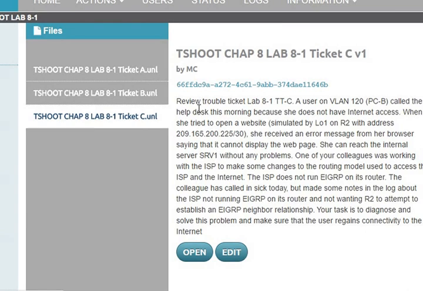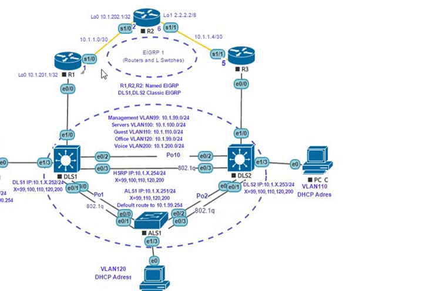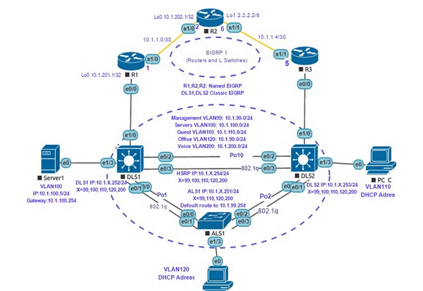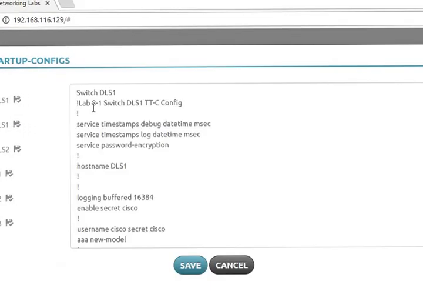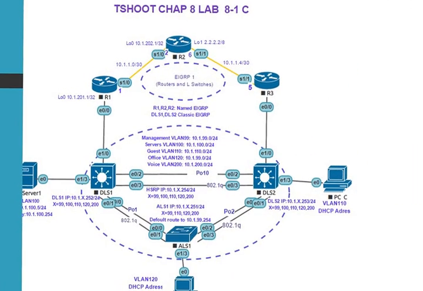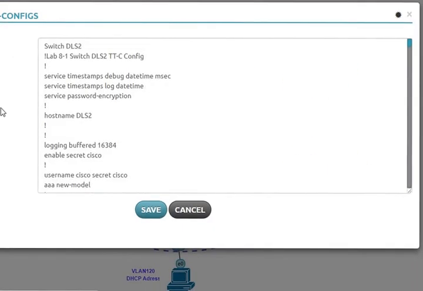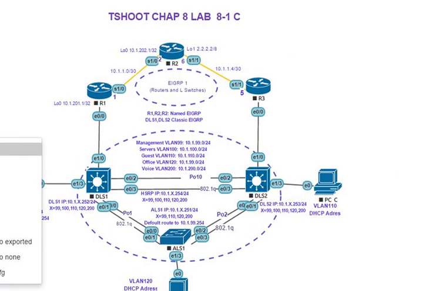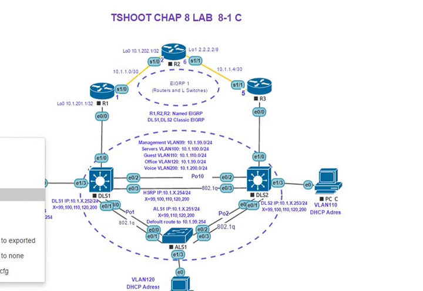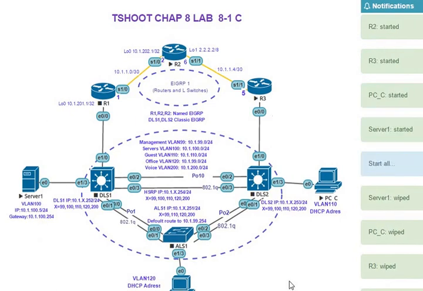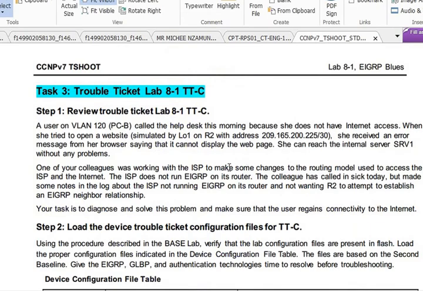I'll read, but before I read, I'll just open it so that while I'm reading, the devices will get ready. All right, so I will do this. I have my configuration preloaded. You can see I have DLS1 ticket C, and I have ALS1, DLS2. So I have all my configuration set to export it. But now I'm just going to wipe and start all nodes, and I'll open up a PDF document.